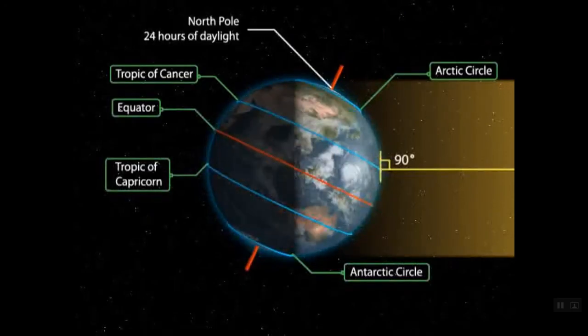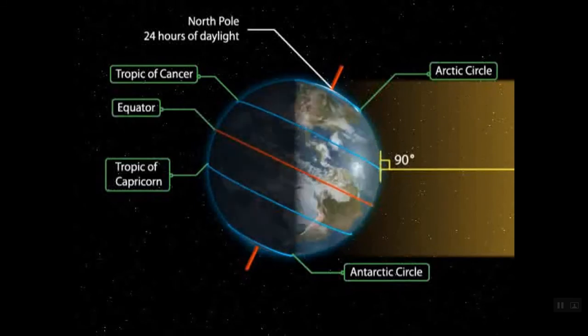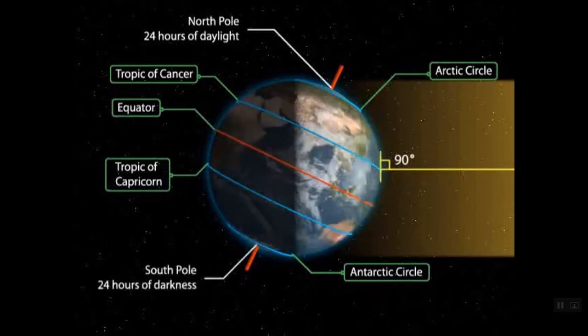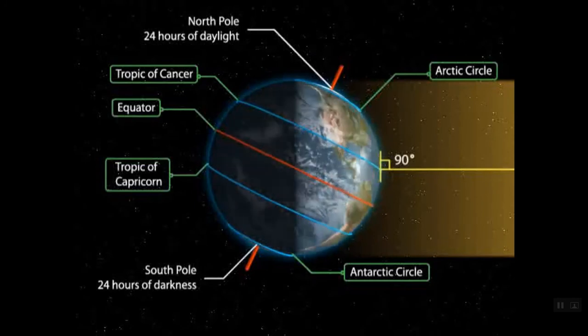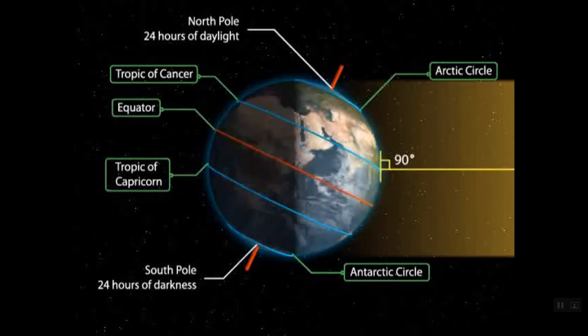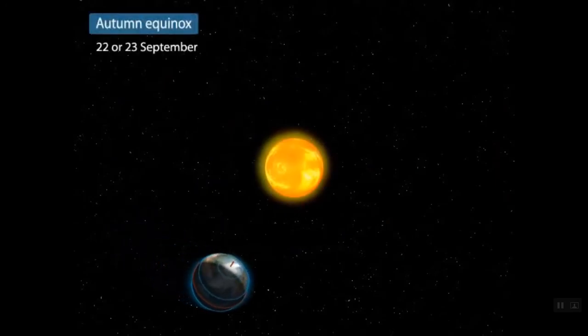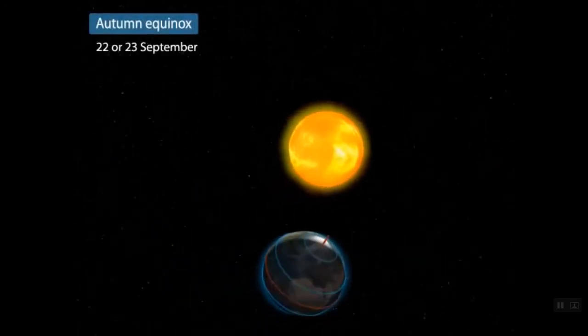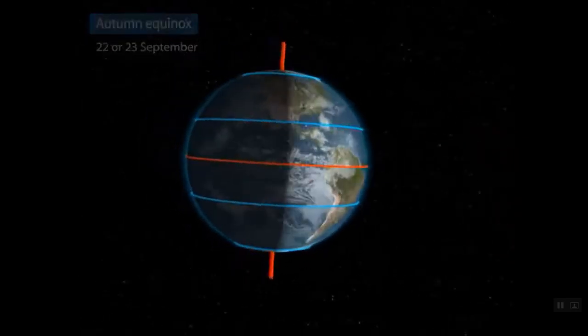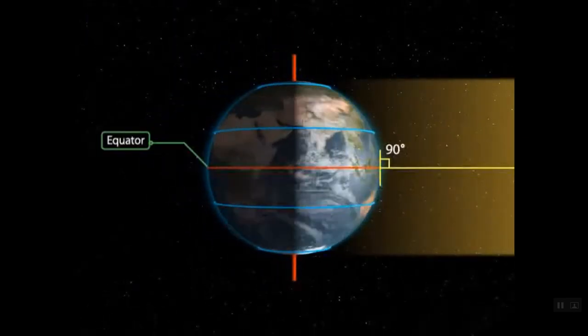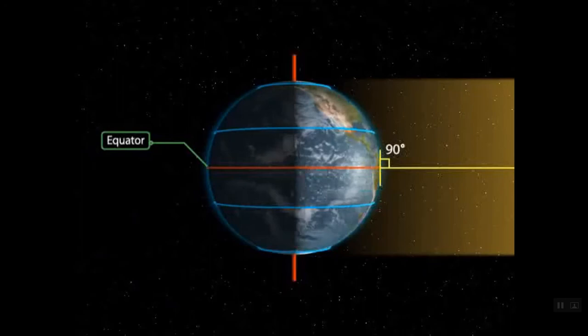Besides, there are 24 hours of daylight at the Arctic Circle and 24 hours of darkness at the Antarctic Circle. Autumn equinox. On the 22nd or 23rd of September, the overhead sun is over the equator again.